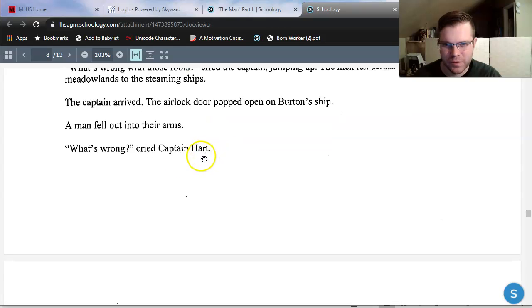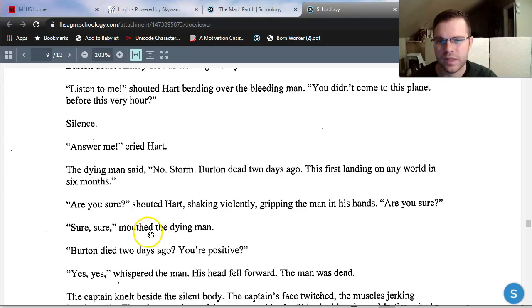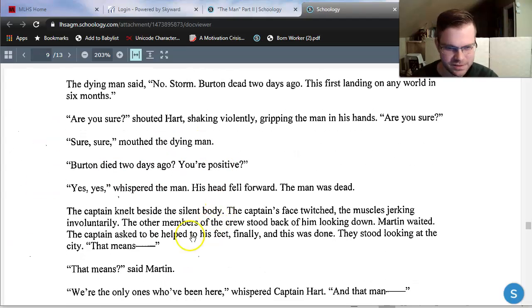We haven't discussed this moment yet, where Burton's ship and Ashley's ship both crash, and Hart realizes that both of them are dead. Here's where Hart realizes that the man must be Jesus, and he was wrong in the first place to turn away. That just kind of clarifies what's going on in that scene.